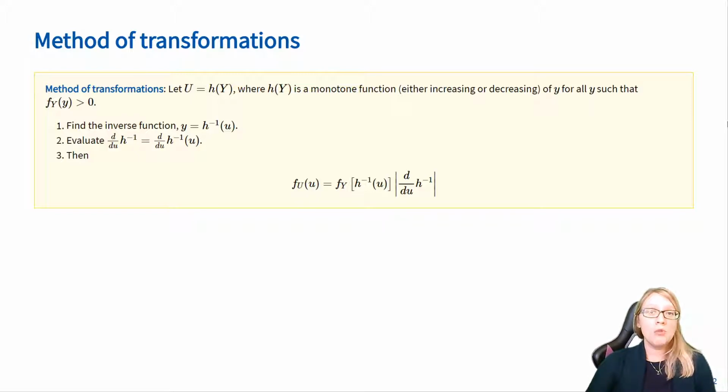So here's how we'll attack this problem. We'll start by finding the inverse function. So y equals the inverse function of h of u. We'll find the derivative of the inverse function. And then this turns out to be our density of U. So little f of u is little f of y evaluated at the inverse function of u times the absolute value of the derivative. So a pretty quick plug and chug method for finding these transformations.